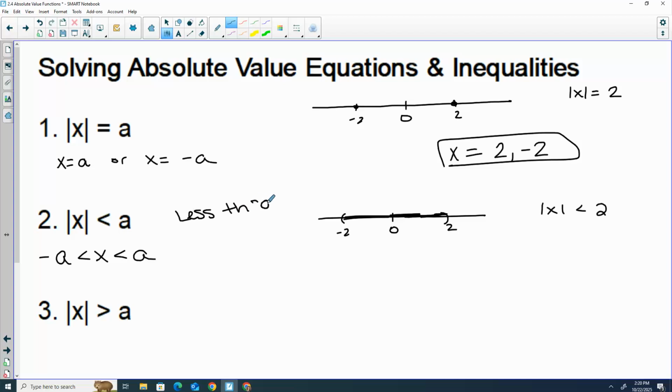I think Mrs. Keller used to say less than, that's an and statement, so it's in between those two. Your solution is always going to be a single thing. So if it's a less than, that's an and, we get one answer. But I do want you to give me the interval. So anytime you have a less than, you are getting a single interval for your answer because it's all of those numbers between -2 and +2.